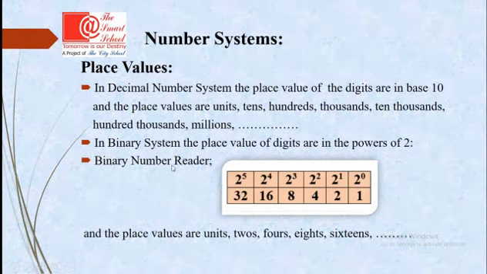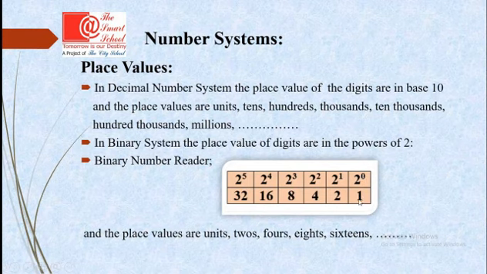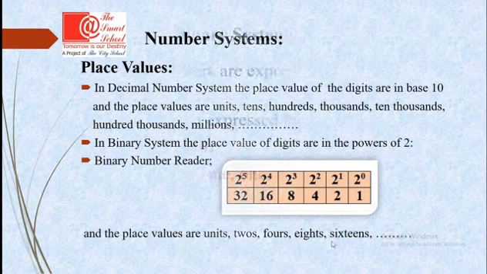Now the binary number reader. This is binary number reader. Here it is 2 power 0, which is equal to 1, and you know that any number which has power 0 is equal to 1. 2 power 1 is 2, 2 power 2 is 4, 2 power 3 is 8, 2 power 4 is 16, 2 power 5 is 32 and so on. And the place values are units, 2s, 4s, 8s, 16s and so on.